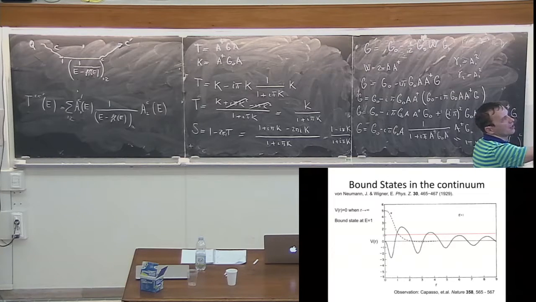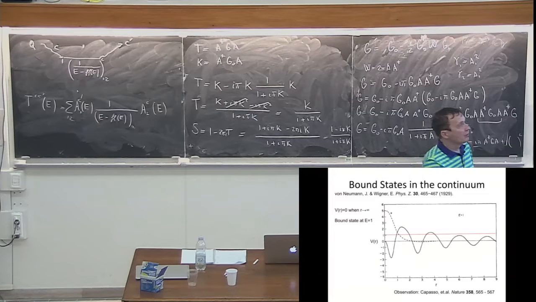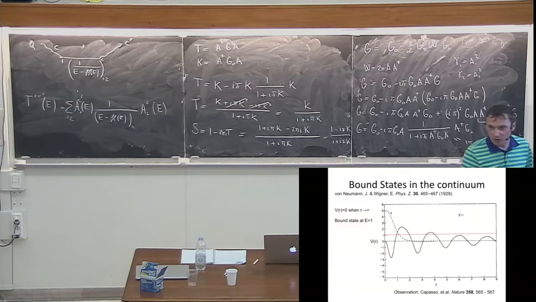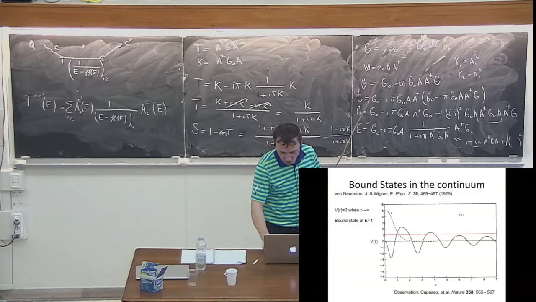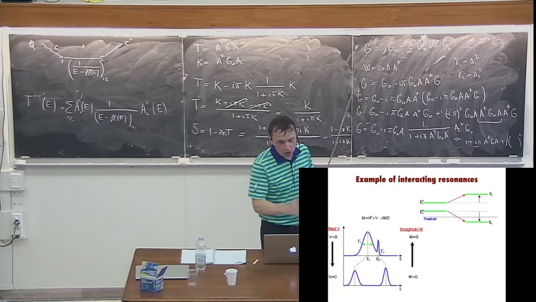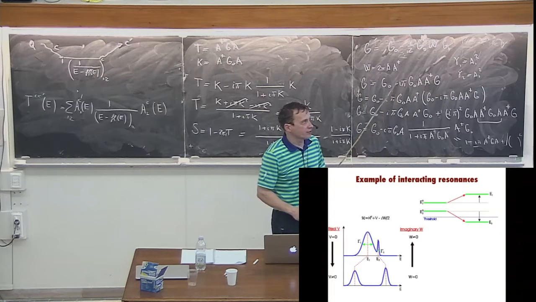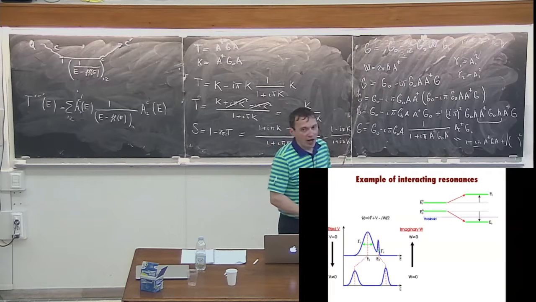This state is bound, it has no width, because of interference. You have waves going that way and then reflected waves going backwards, and they interfere, killing the outgoing flux at the end. Okay, but now talking a little bit about the physics of these interacting resonances.